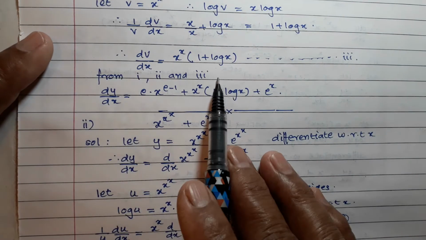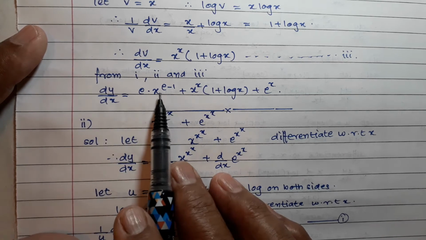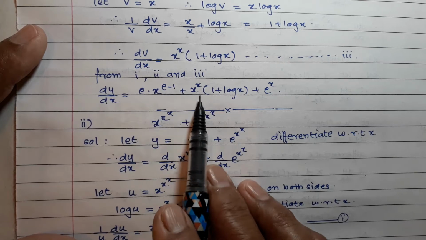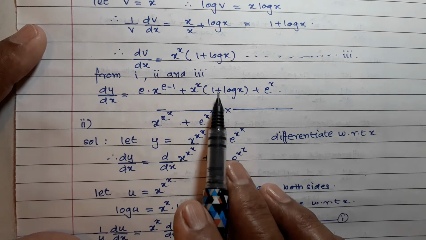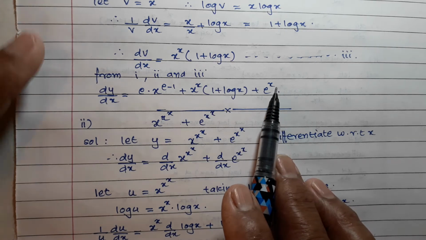From 1, 2 and 3, dy/dx = e x^(e-1) + x^x (1 + log x) + e^x. Okay.